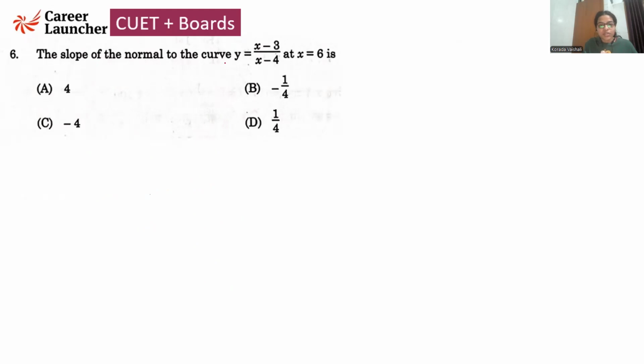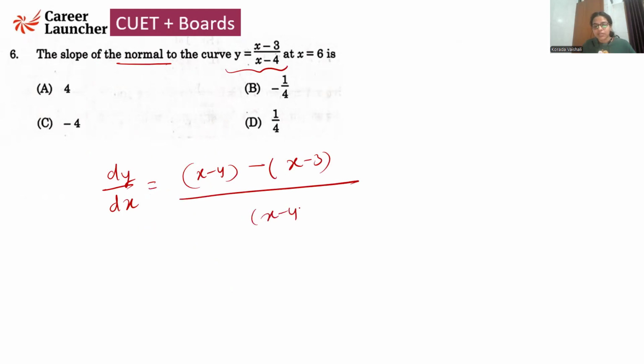The slope of the normal to the curve. So we are given the curve and we need to calculate the slope of the normal. Let us calculate dy by dx. I'm differentiating by making use of the quotient rule: derivative of the numerator multiplied by the denominator minus derivative of the denominator multiplied by the numerator, over denominator whole square. But this is the slope of the tangent. And what can we say for that of a normal? It is nothing but the negative reciprocal.